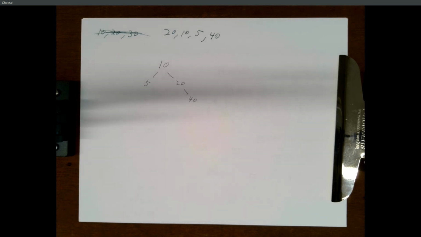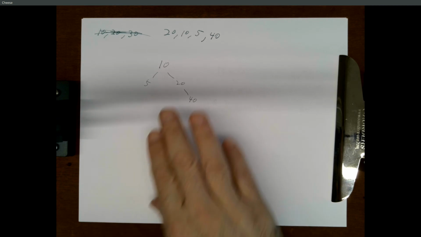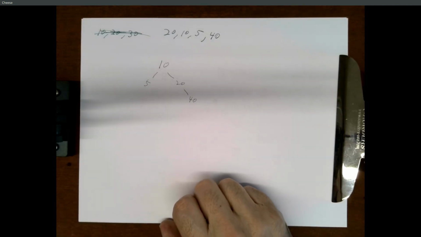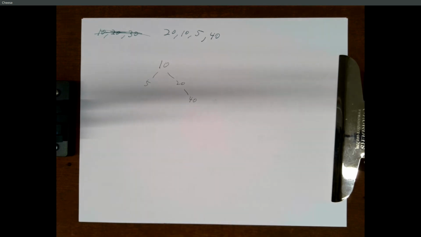No, he said from the balance. He said from the balance. From the balanced tree. Yeah, so start with that tree that you had and then put a 40 in. So the whole point of AVL is you always want your tree to be balanced before you add something.